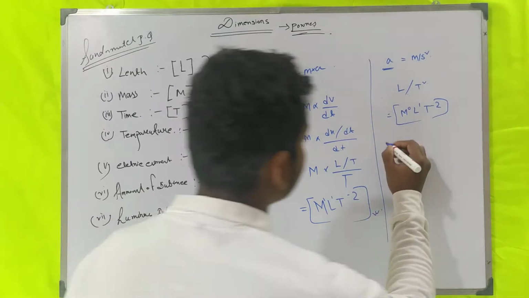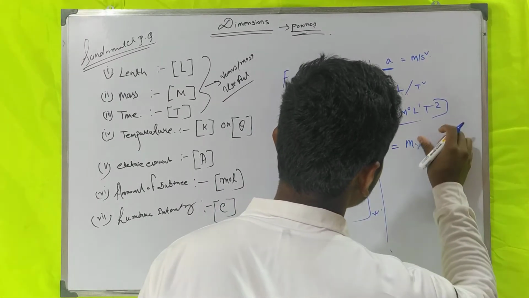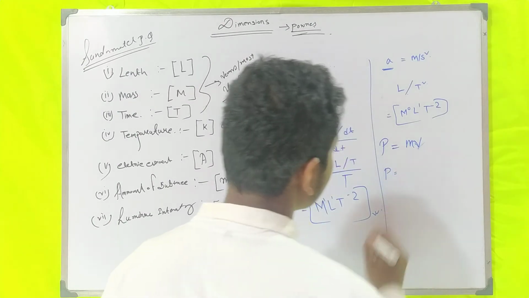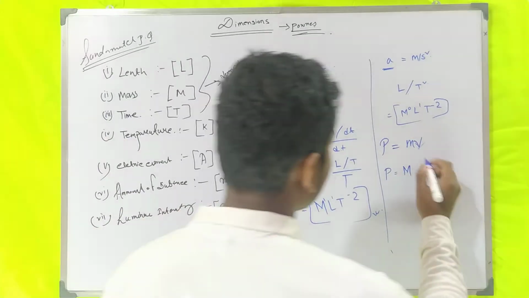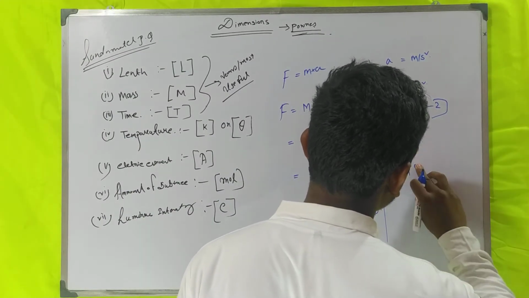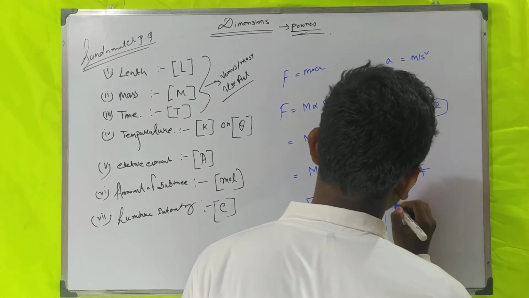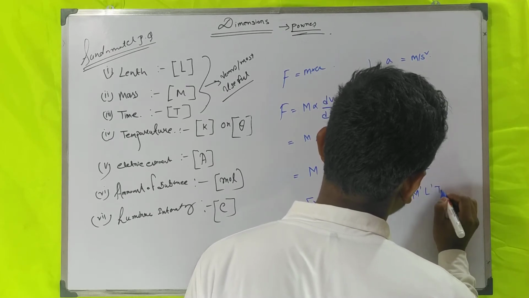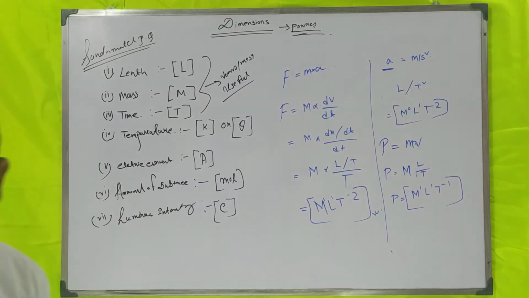So now let's move on to momentum. Momentum P is equal to mv, mass into velocity. So you can write P is equal to m, the mass, and what is the velocity? Velocity is the length by time, L by t, so you can write M^1 L^1 T^-1. So this is the dimension of momentum.